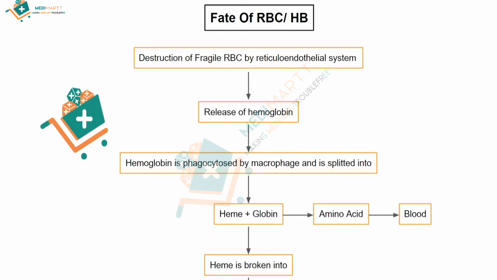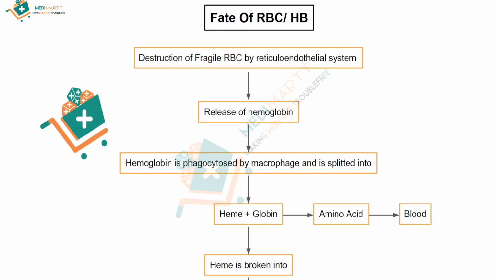Now let's discuss the most important topic of this RBC, that is the fate of RBC or hemoglobin. It is very frequently asked in professional examinations, like written and vivas both, so please remember this. First of all, the destruction of the fragile RBC by the reticuloendothelial system. If the RBC is fragile, it will be destroyed with the help of reticuloendothelial cells. Now, the release of hemoglobin occurs when the RBC is destroyed.